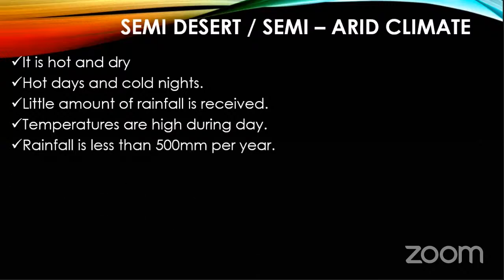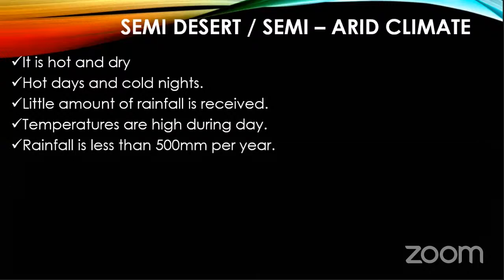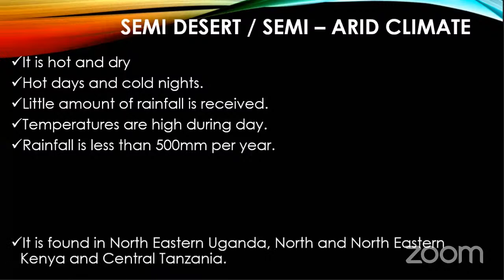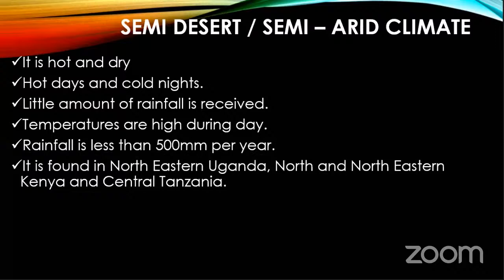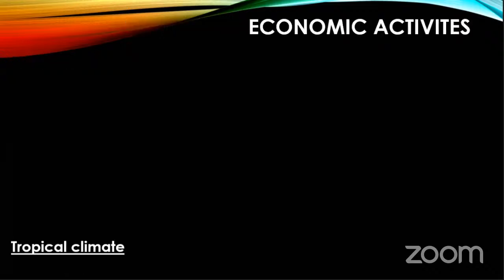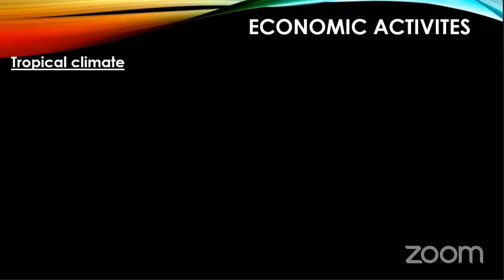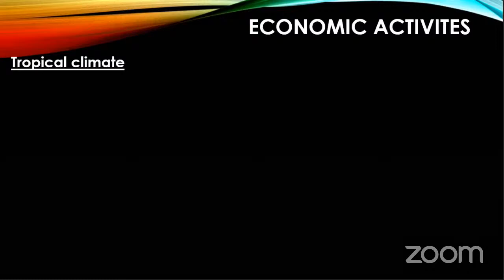Rainfall is less than 500 millimeters per year. Here in Uganda, we have such areas in Kotido, found in northeastern Uganda, north and northeastern Kenya, and central Tanzania. Those are the places that experience the semi-desert or the semi-arid climate in East Africa. The temperature range is high. It is extremely high. Now let's look at the economic activities that are carried out in the tropical climate.